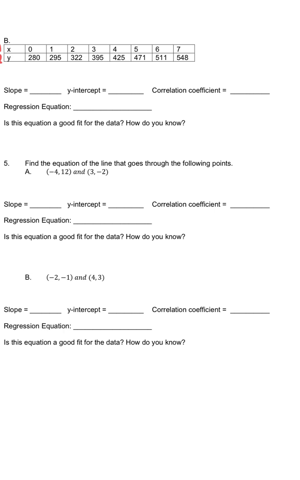Then go to your L2 column. 280, enter. 295, enter. 322, enter. 395, enter. 425, enter. 471, enter. 511, enter. And 548, enter. Now we have that. So we do our second mode.